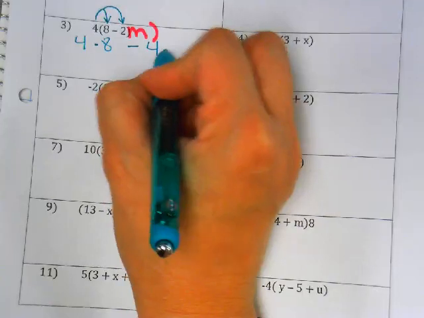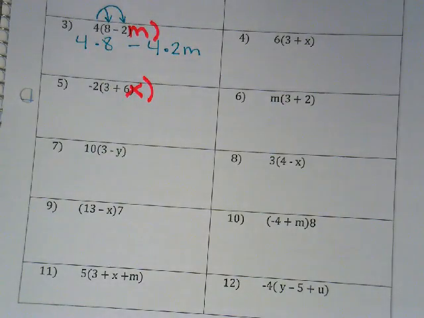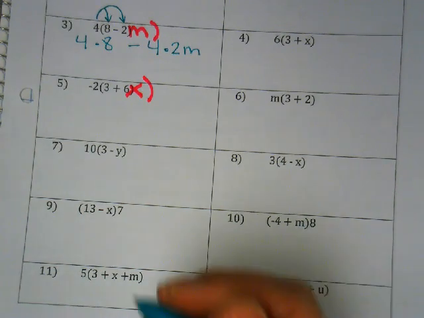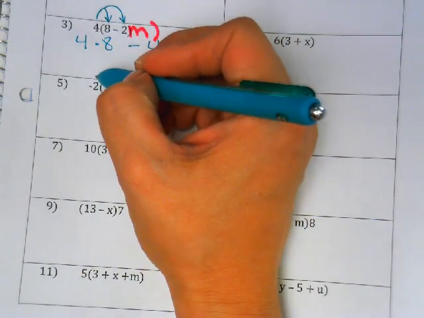I have it. What did you get? Wait, hold on, I messed up. I got 32 minus 8m. I put 24. That's it, that's the answer. I don't get number 5 though. How do we do the negative? That's too easy. So, number 5.